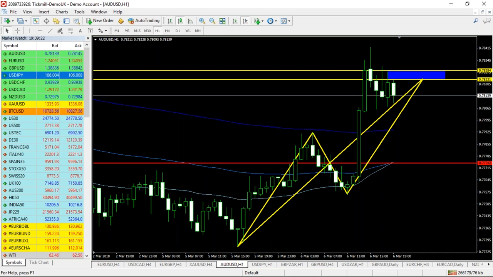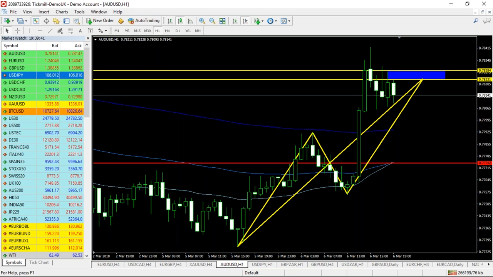Let's say I wanted to buy. I wouldn't buy at 7774 because as prices go up, it would actually be close to the 80 psychological number. So if you want to buy, you need to buy above the psychological number. If you want to sell, you need to sell below the psychological number by at least 10 pips. So if I want to buy, I need to buy at least 10 pips above the psychological level.